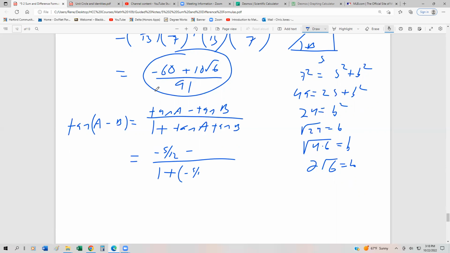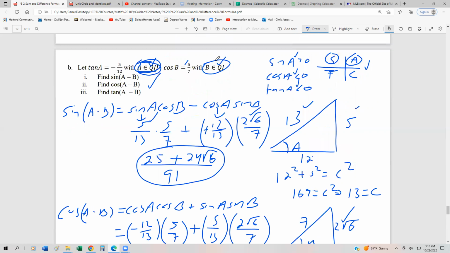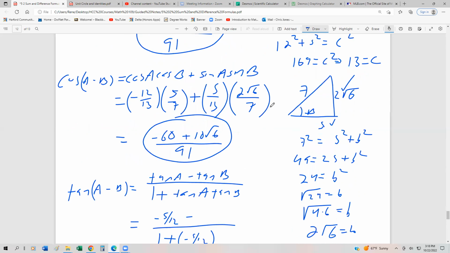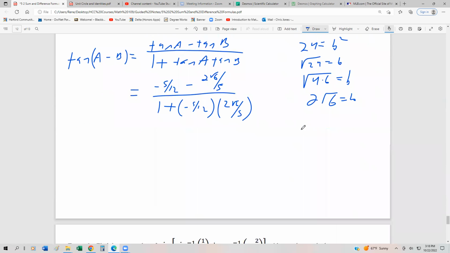And negative 5/12. Now the tangent of B is going to be, again, opposite over adjacent. Remember, B is in quadrant 1, so everything's positive. So that's going to be 2 roots of 6 over 5, and then 2 roots of 6 over 5 again. All right, now we are going to have to do some simplification to this one. Unfortunately, it's just not going to be as nice as we'd like it, but could be worse.